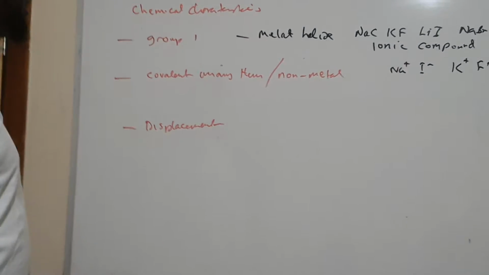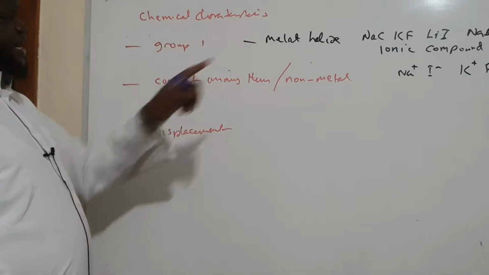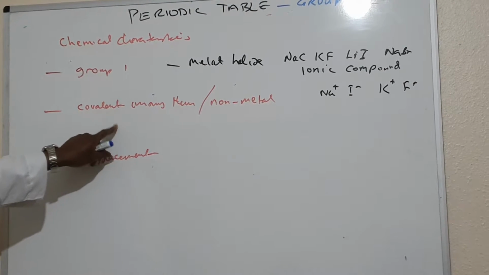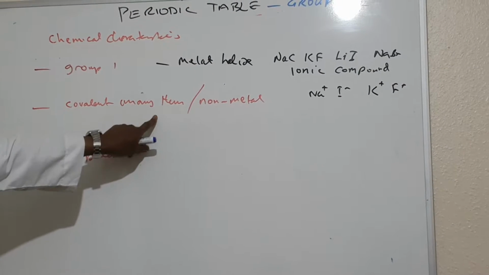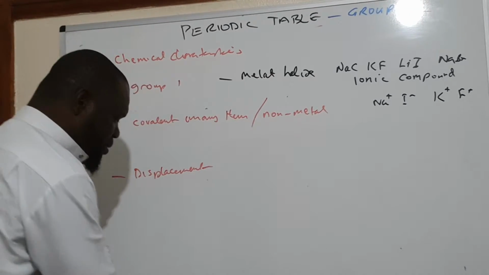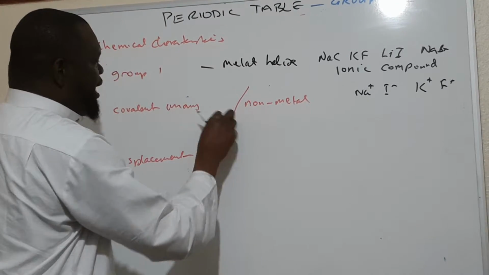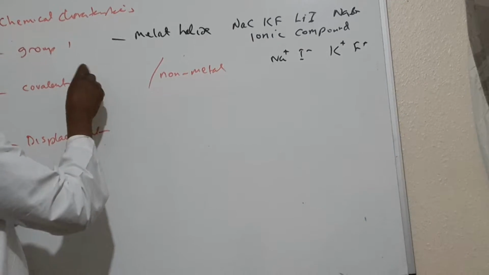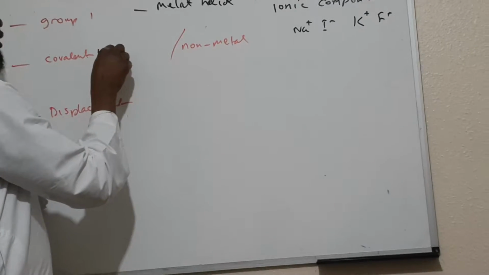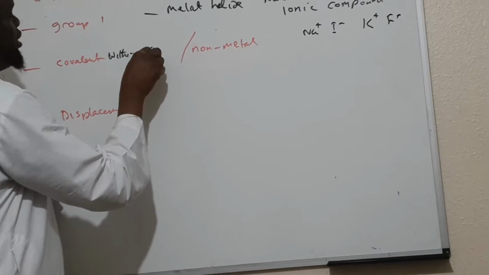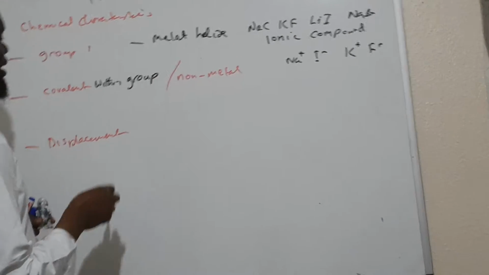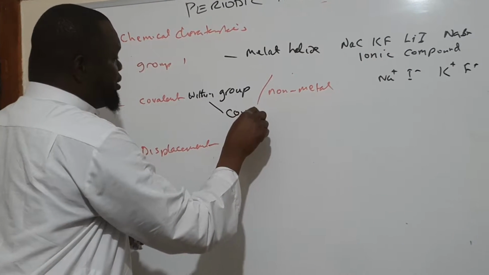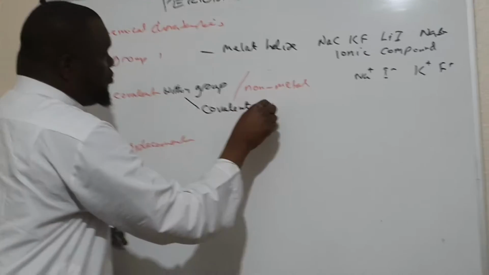Listen. Now that's what we said. They react among themselves to form covalent compounds. When they react among themselves, or rather within the group, the right word is within the group, they form covalent molecules.